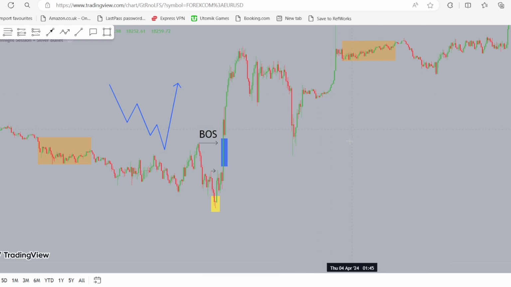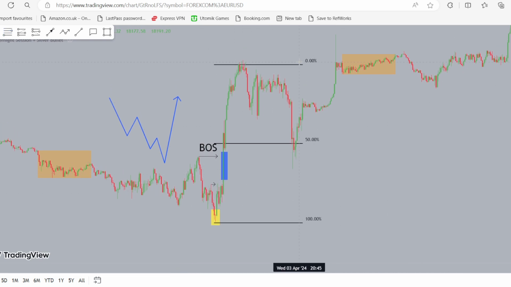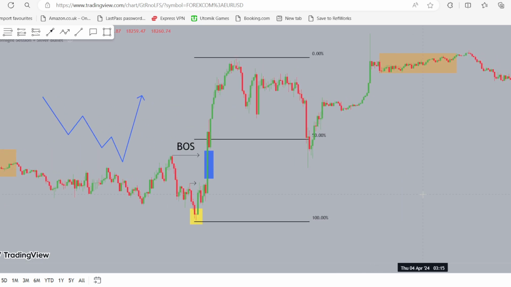So now that we have a time-based fair value gap, the last thing we need to do to validate our order block is to use premium and discount arrays. And what do I mean by that? We use the Fibonacci tool. We project it from the swing low up to the swing high, just like this. So we have a swing low and a swing high. Now it's very simple what you have to do.